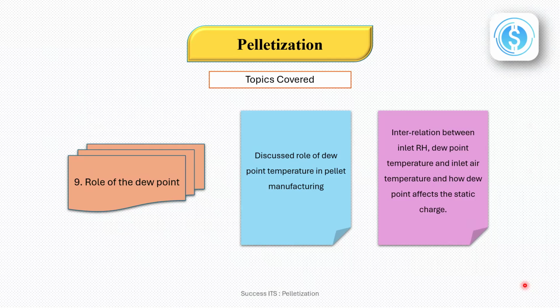We will also discuss how an increase or decrease in dew point affects the manufacturing process. A high dew point means the inlet air contains more moisture, which reduces its drying capacity, and this can lead to slow drying, overwetting, agglomeration, and coating defects. On the other hand, a low dew point provides drier air, resulting in better drying efficiency and improved process stability.